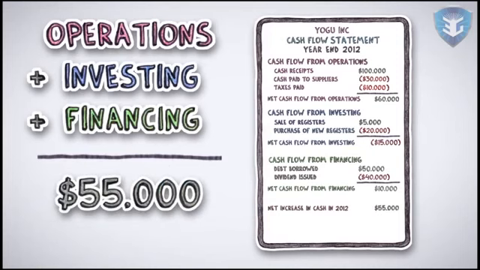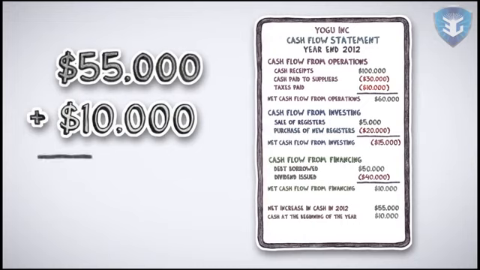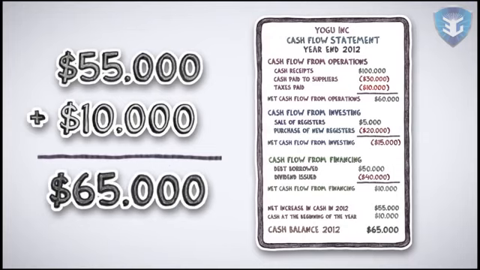for 2012. There's one thing left for Amanda to do to finish off her cash flow statement. She inputs the cash balance from the start of 2012 and adds that to her net increase. So, at the end of 2012, Yogu's cash balance is $65,000.